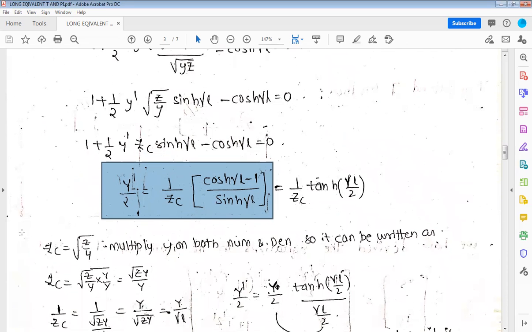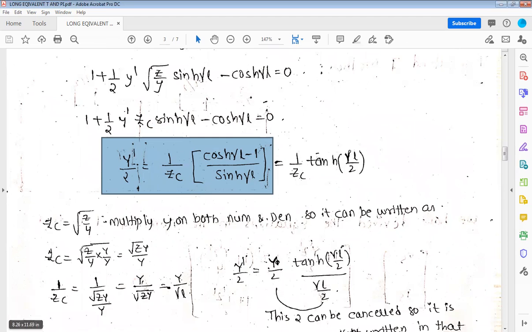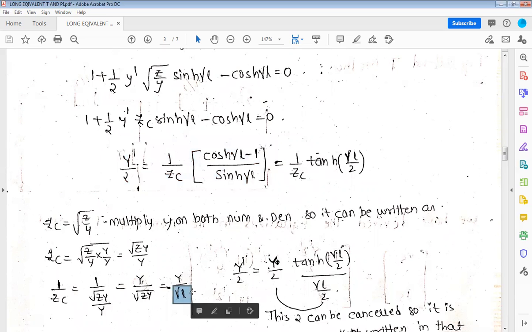Now multiply that. Zc is equal to under root of Z by Y; multiplying Y on both numerator and denominator, we can represent it as Zc is equal to under root of Z by Y into Y by Y. This will be represented as under root Z by Y. So 1 by Zc is equal to 1 by under root of Z by Y; substitute that Zc, so you'll get Y taken into the numerator, and in the denominator it will be ZY, and we know that under root of ZY is represented as propagation constant into l, that is Y by gamma l.